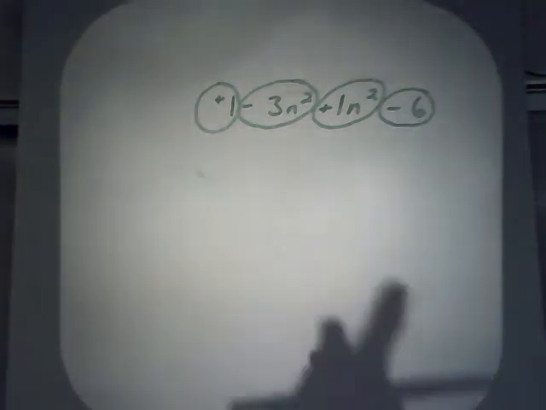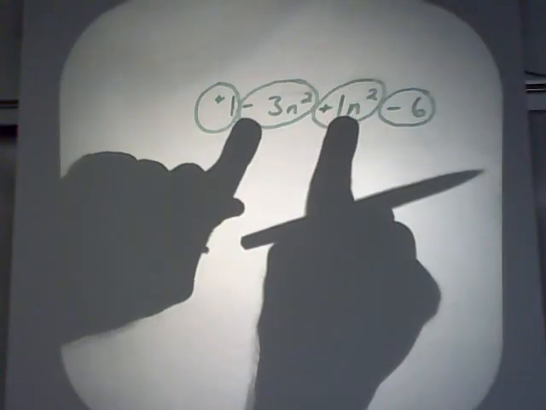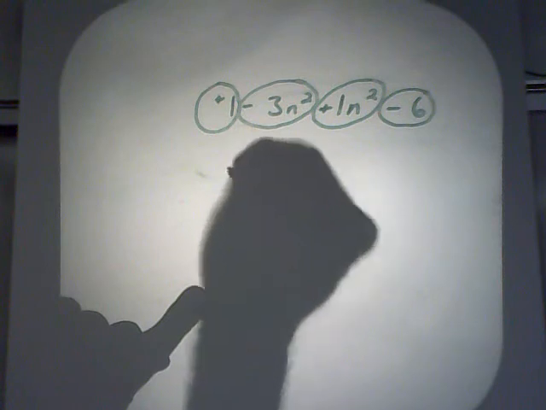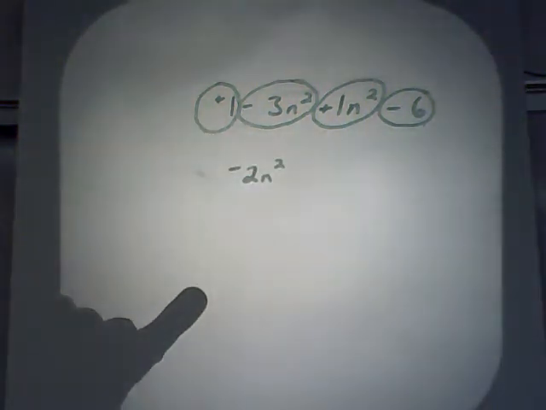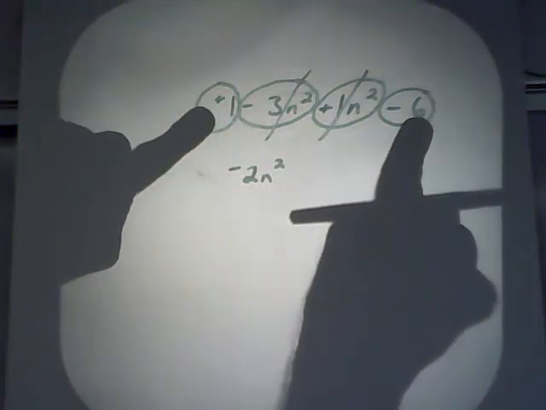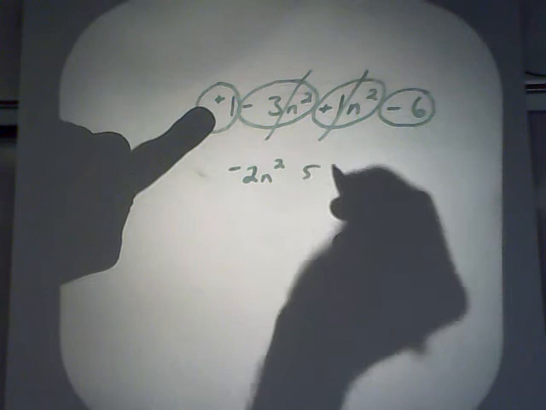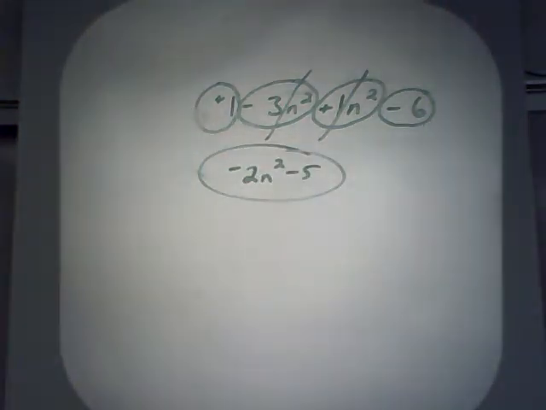Okay, start with the letters. I got a negative 3 and a positive 1. Signs are different, so I subtract, keep the sign of the bigger looking number, and I got negative 2n squared, right? I got 1 and negative 6. My signs are different, subtract, keep the sign of the bigger looking number, and I got a negative 5. Good. Negative 2n squared minus 5.